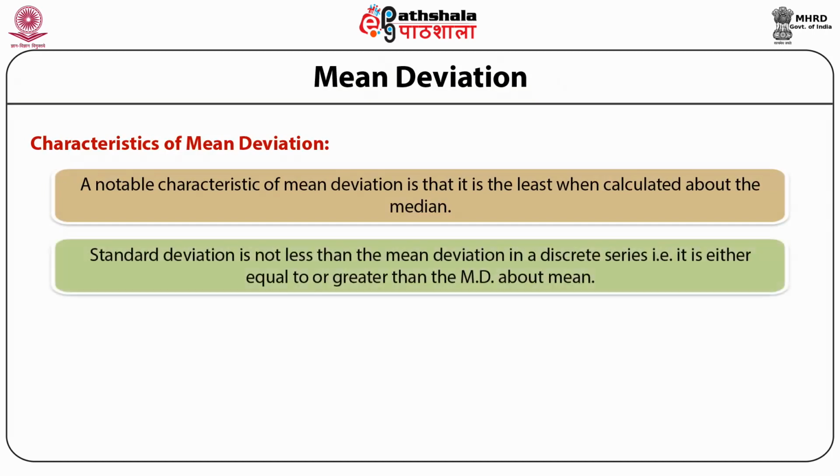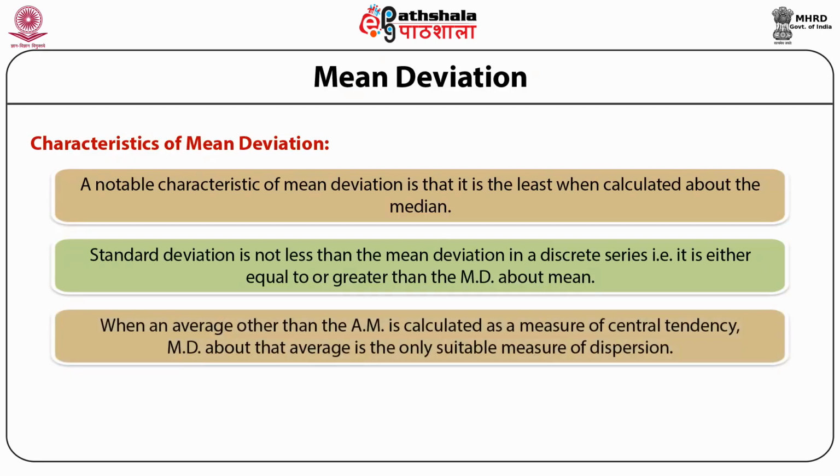Standard deviation, if you see, is not less than the mean deviation in a discrete series. It is either equal to or greater than the mean deviation about the mean. When an average other than the arithmetic mean is calculated as a measure of central tendency, mean deviation about that average is the only suitable measure of dispersion. Why am I saying so? Because you have got the central value, but you want to see how much a particular quantity or figure is deviating from the mean, and for that you find the mean deviation, standard deviation.